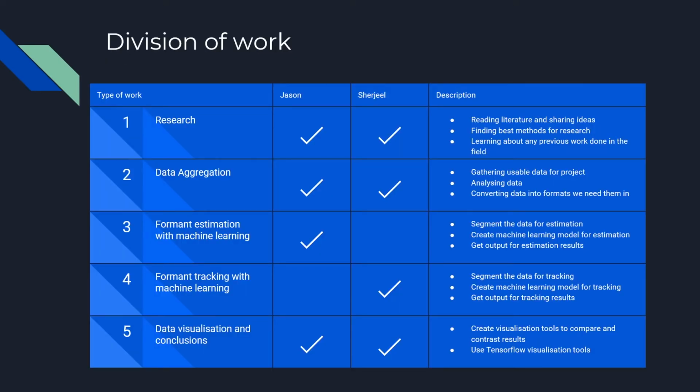The division of work is quite balanced in the fact that Sherjeel and I have done most of this project together, but the difference is in the neural network creation. I did the formant estimation neural network, and Sherjeel did the tracking neural network. Whereas with research, data aggregation, visualization and conclusions, we did that together.